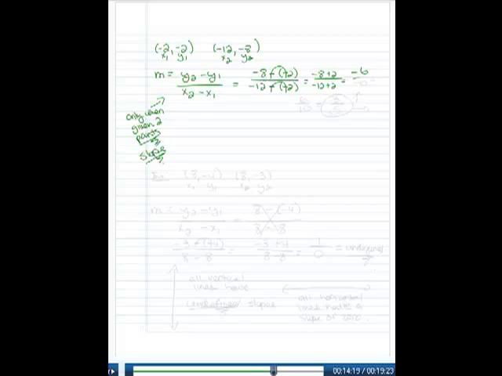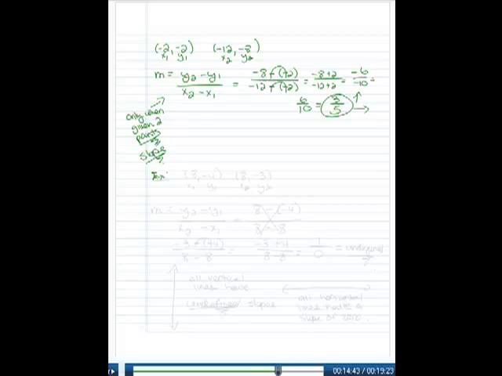So I get negative 6 at the top and negative 10 at the bottom. And negative divided by negative I know is a positive 6 over 10. And I need to simplify. I can divide by 2, so I get 3 over 5. So that means to get from one point to the next, I'm going to go up 3 and over 5. Let's just do one more.